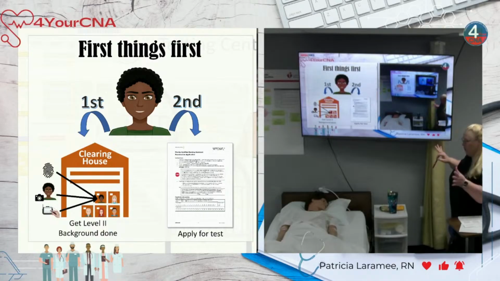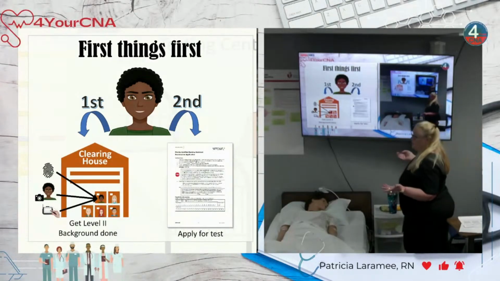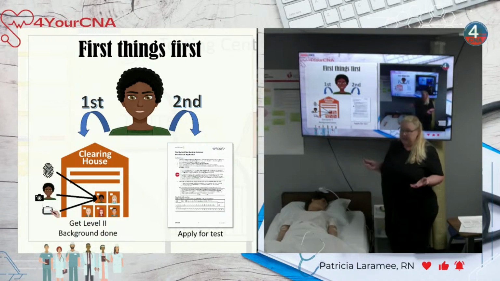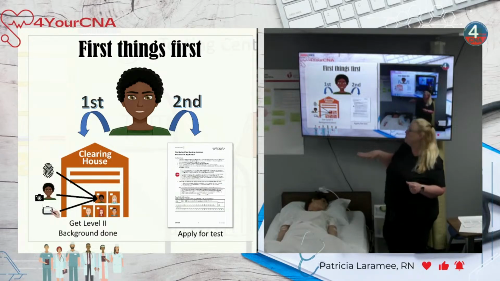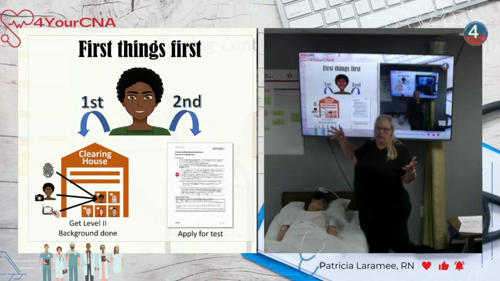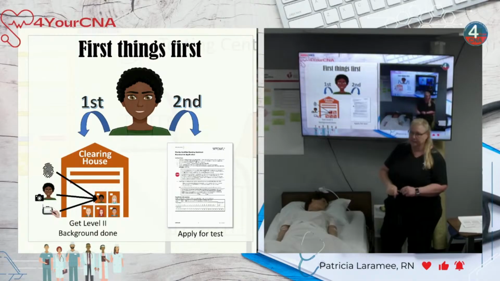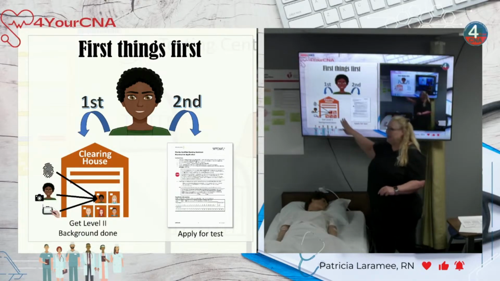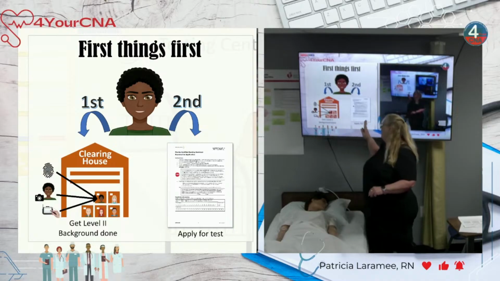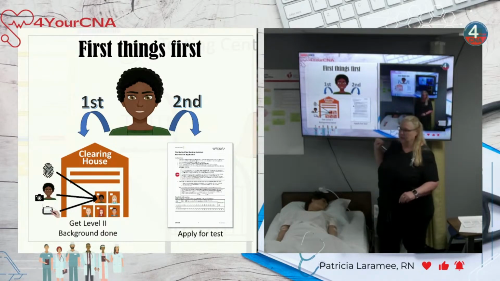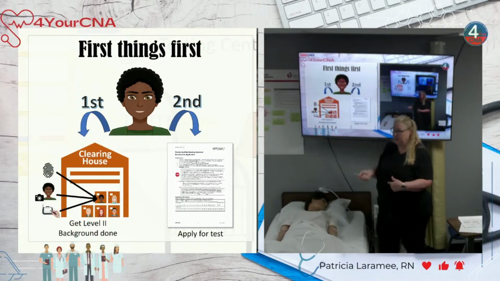So before you do that, though, we need a background check. Because the process, I'm going to go through here, the process is that when you register for the test, they go into something called the clearinghouse, which is nothing more than a big filing cabinet, and they look for your background check. If you don't have one here, the whole application process stops. Stops, dead, in the water. So we need to make sure that we're in here before we fill out our application. That way the process goes really smoothly and quickly.